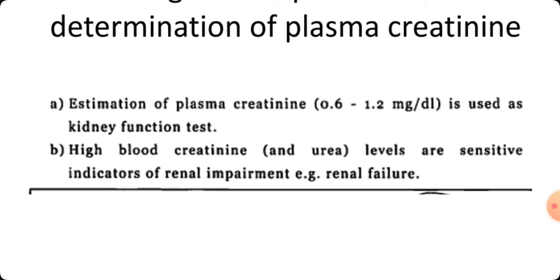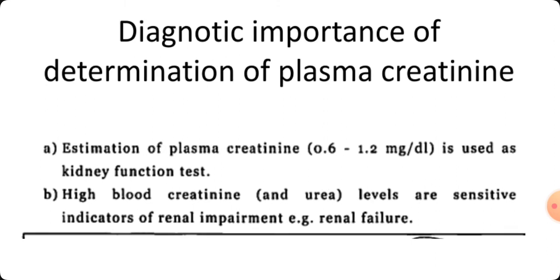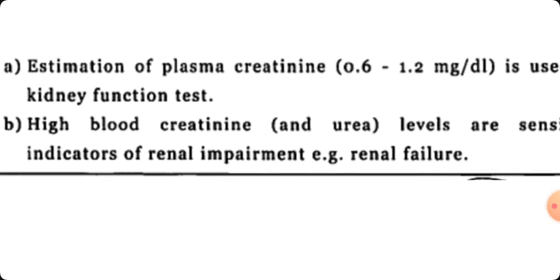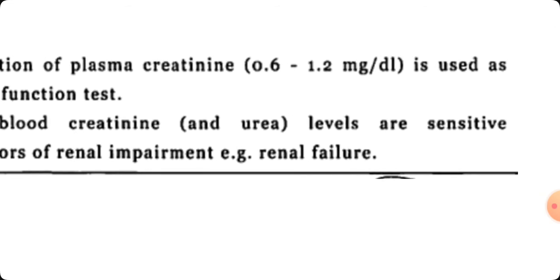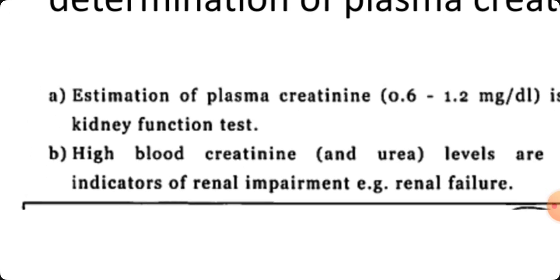Diagnostic importance also we have discussed, that is estimation of plasma creatinine. The normal level of plasma creatinine is 0.6 to 1.2 milligram per dl, and is used as a kidney function test, whereas high blood creatinine level along with urea levels are sensitive markers of renal impairment.